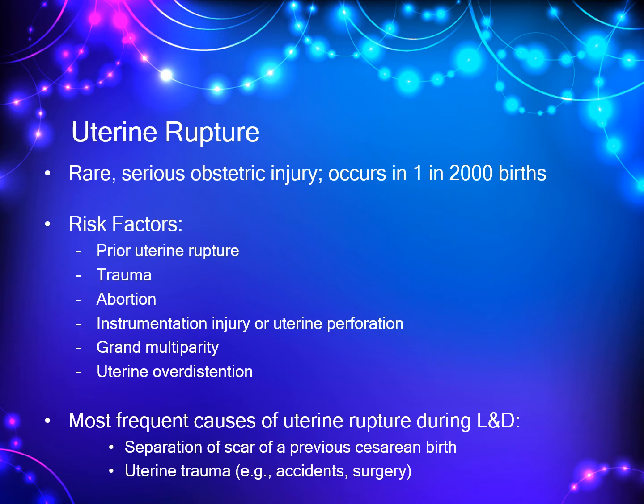The most frequent cause of a uterine rupture during labor and birth is the separation of a scar of a previous classic cesarean birth or uterine trauma from accidents or from uterine surgery.